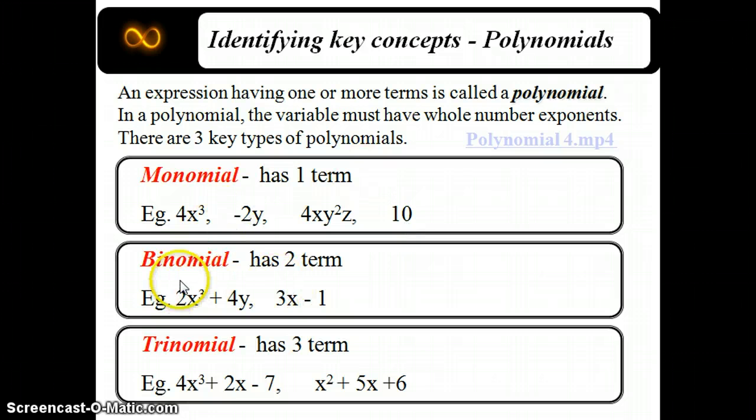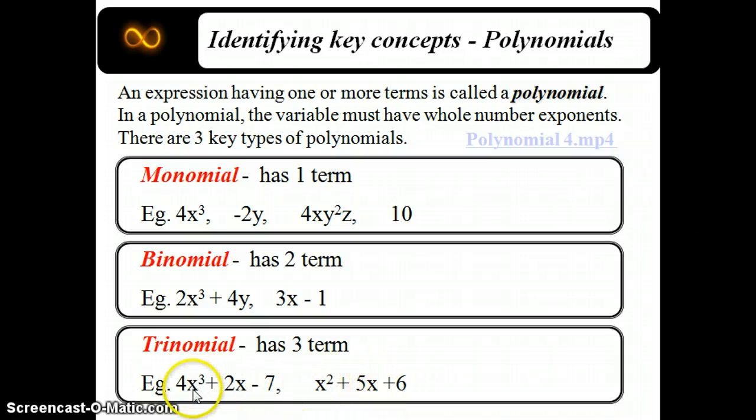A binomial, just like a bicycle has two wheels, has two separate terms separated by a plus or minus sign. So two separate terms here and two separate terms here as well. This is considered a binomial. A trinomial, like a tricycle, has three wheels, has three terms separated by plus or minus signs. So here we have one term, two term, three terms, one term, two term, three terms.